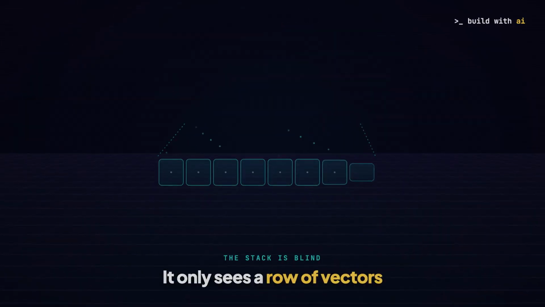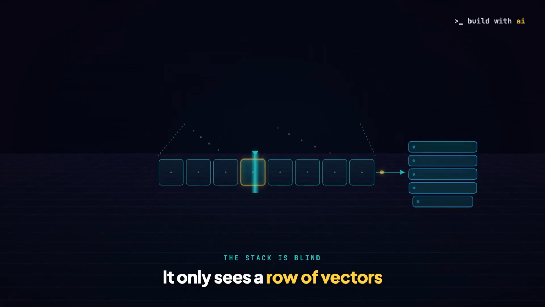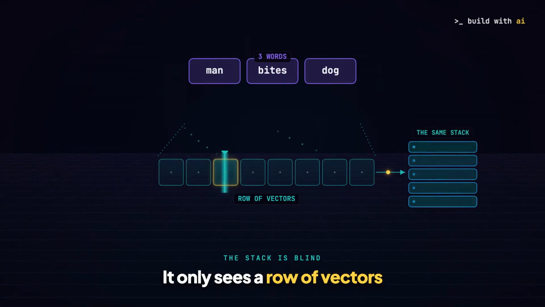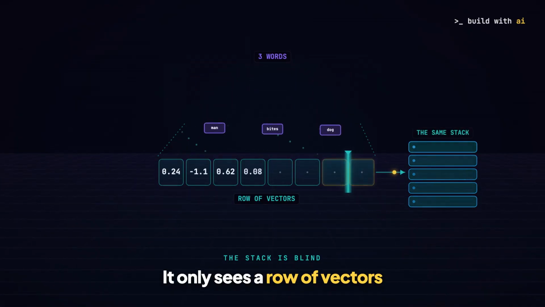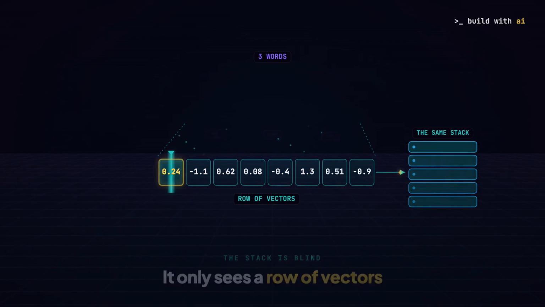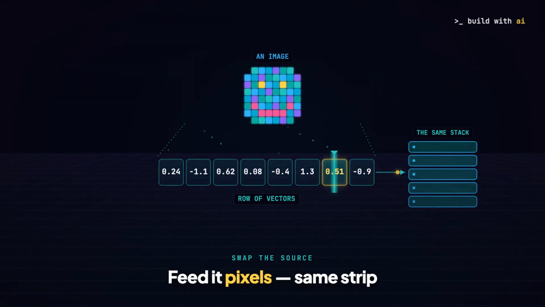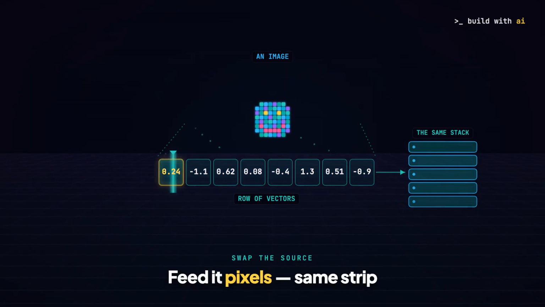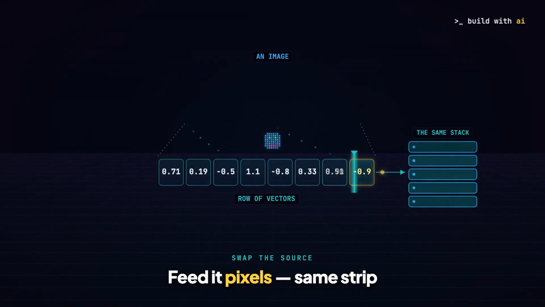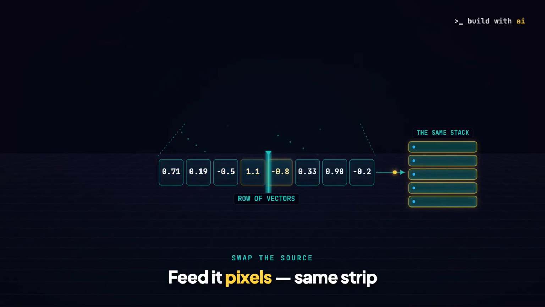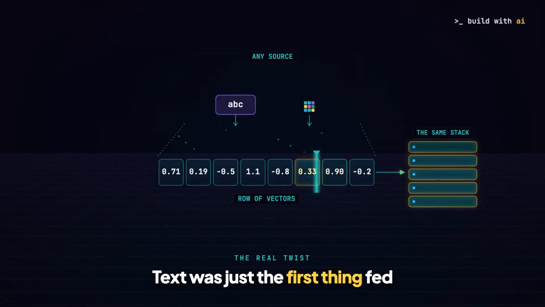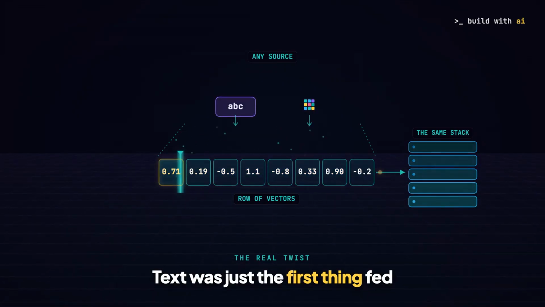And here's the twist that made it take over everything. The stack never actually knew it was reading. It only ever sees a row of vectors and nudges them. It has no idea those numbers began as a sentence. The block is colorblind to meaning. Like a barcode scanner, it reads the strip of numbers and never once asks what product they name. Feed it pixels ground into that same strip instead of words, and the identical stack learns to see. The transformer didn't so much win at text as reveal that text was just the first thing anyone bothered to feed it.